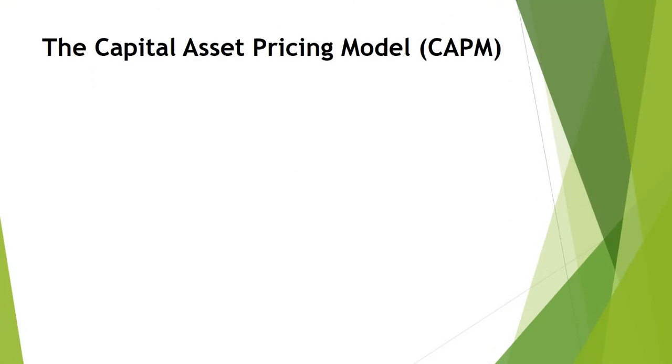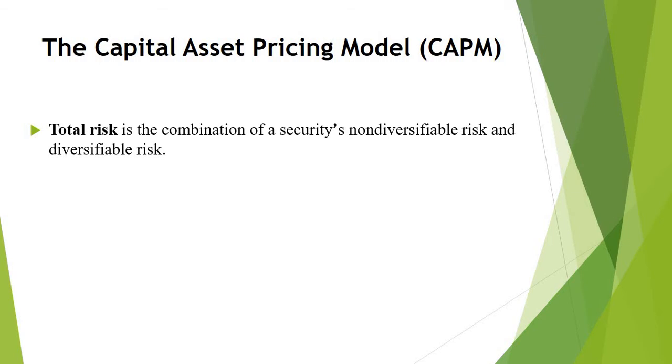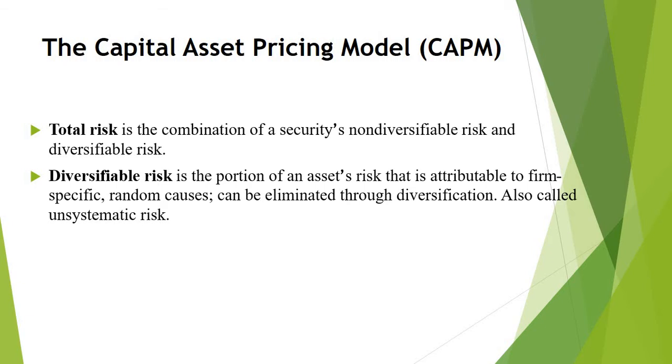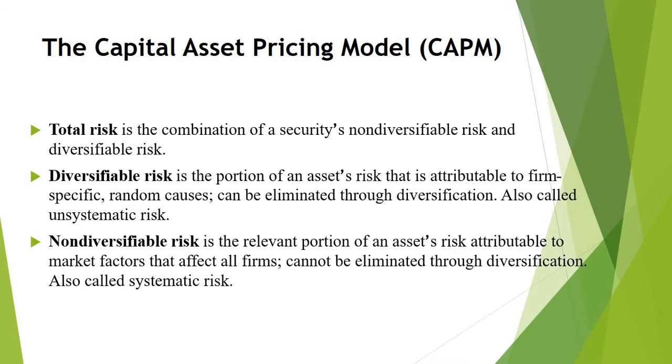Now let's look at the capital asset pricing model. The total risk of any security is a combination of non-diversifiable risks and diversifiable risks. Diversifiable risks are the portion of an asset's risk that can be eliminated through diversification. This risk is also known as unsystematic risk. So an investor can eliminate the diversifiable risk through diversification.